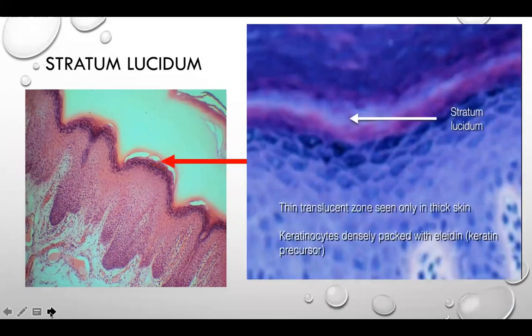Next, stratum lucidum is the thin translucent zone seen only in the thick skin. The keratinocytes are densely packed with eleidin, which is your keratin precursor. This is very specific to stratum lucidum.